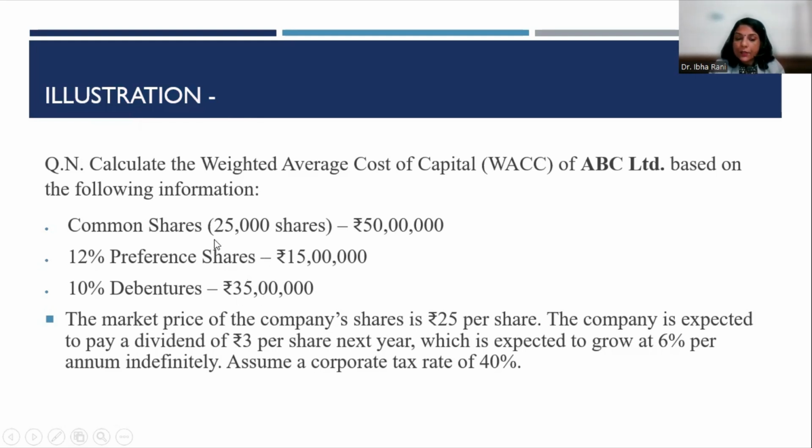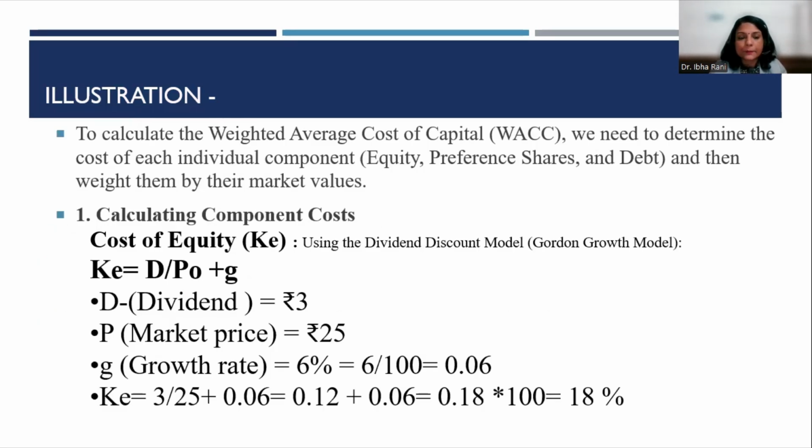Only here in this question, they have not given the cost of equity capital. Instead of giving it directly, they have given the market price, the dividend amount, and how the dividend will grow. Based on this information, first we will calculate the cost of equity capital. Previously I discussed that cost of equity capital can be calculated as dividend divided by the market price, plus the growth rate, if any growth rate is there.